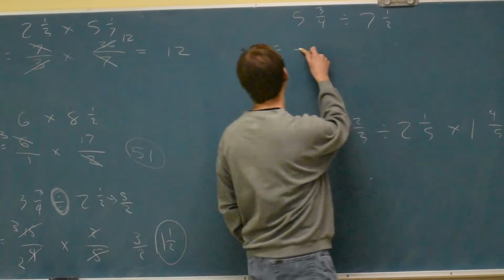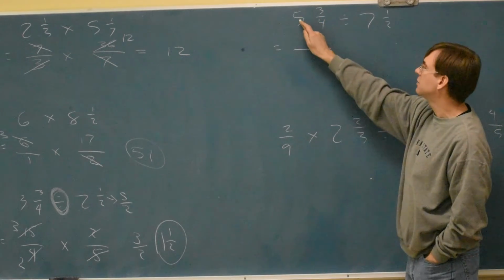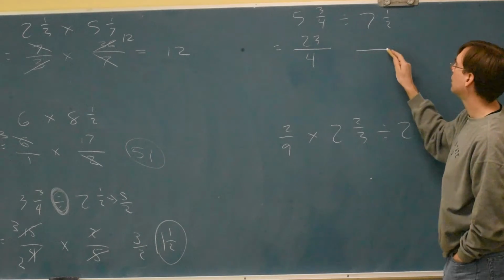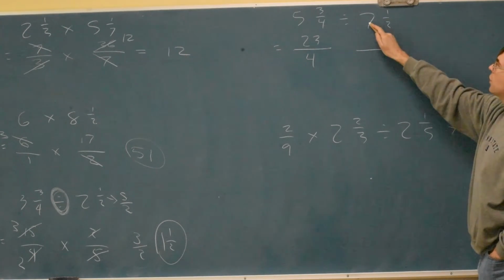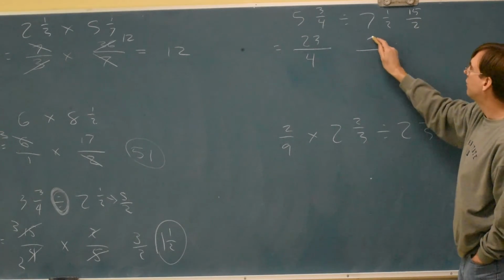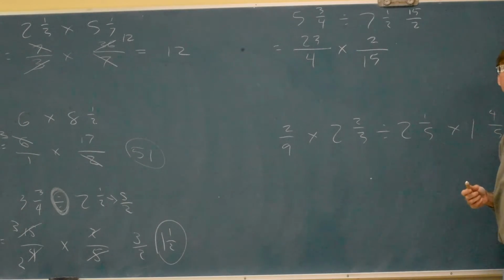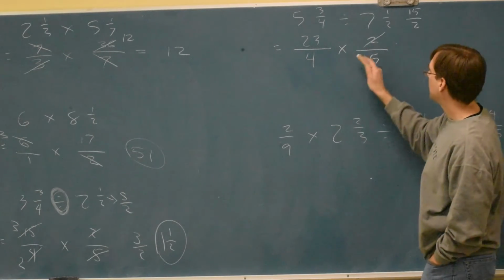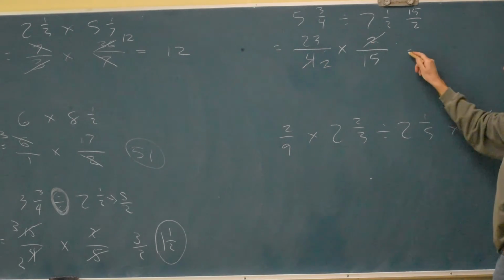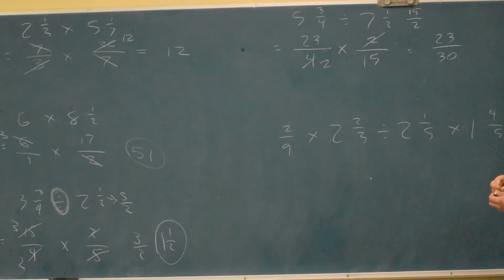One more like that. Over here, can't do mixed numbers, so 4 times 5 is 20, plus the top is 23. 2 times 7 is 14, plus 1 would be 15 over 2, but we need to flip. 2 over 15, and that's now a multiply problem once you flip. Canceling 2 and 4 leaves you 2, because 2 goes into that twice. And when you go across, 23 is on the top, 30 is on the bottom.